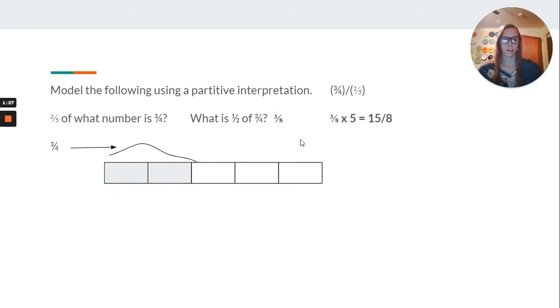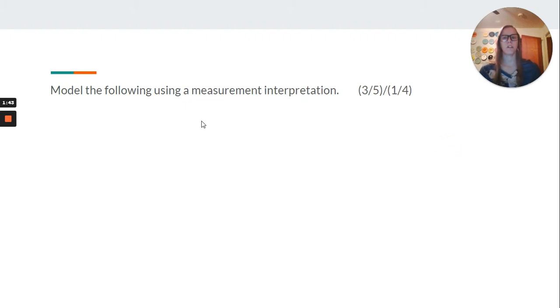We multiply times 5 because there's 5 of them, and we get 15/8. So 3/4 divided by 2/5 is 15/8, or 2/5 of what number? 2/5 of 15/8 is 3/4. Okay? Now what about measurement?